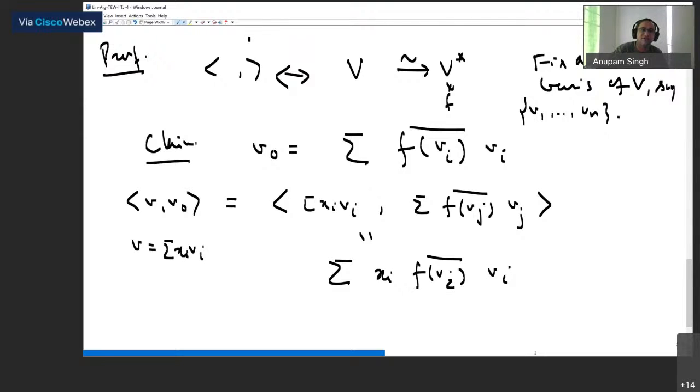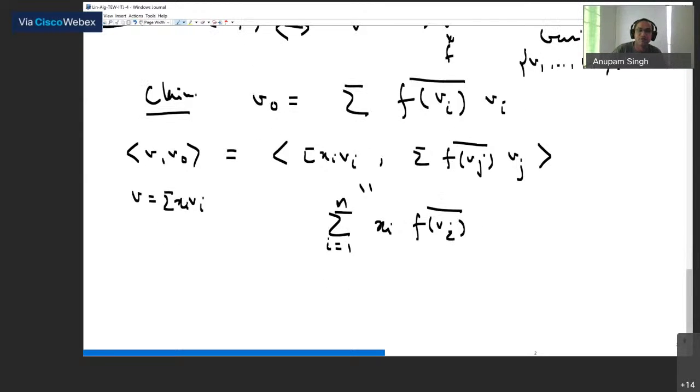In fact, no, vi is just a scalar. So why am I writing vi? Yeah. So this is what it will come out to be: the sum over i from 1 to n of xi f of vi bar. Now, if you compute f of v, you'll see simply from here, summation over xi f of vi.